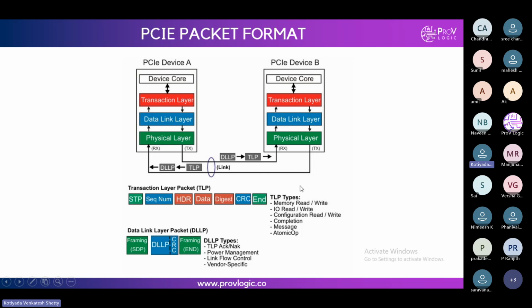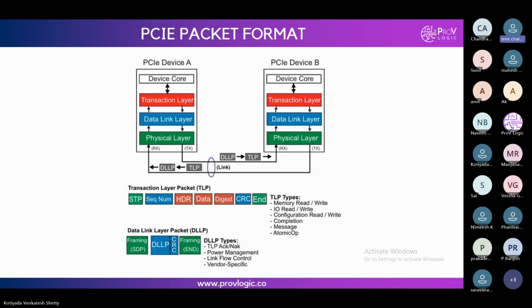This is how PCI initialization will happen. PCI initialization will happen from the physical layer to the data link layer to the transaction layer. The packet flow will happen from the transaction layer to the data link layer to the physical layer. This is how the flow will happen. Anyone have any doubts?